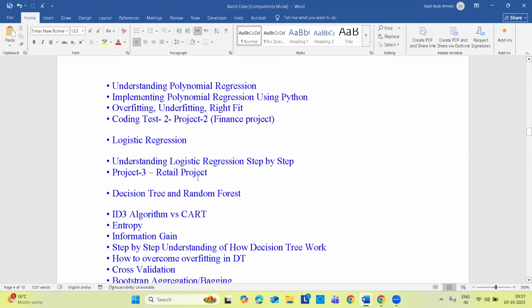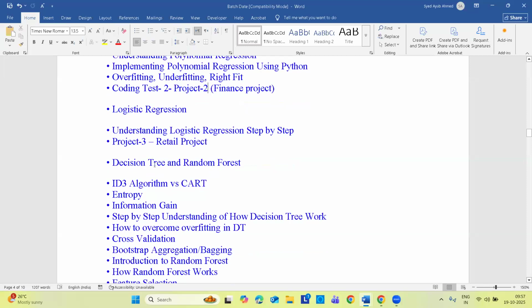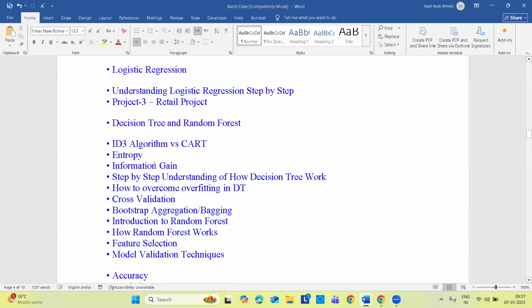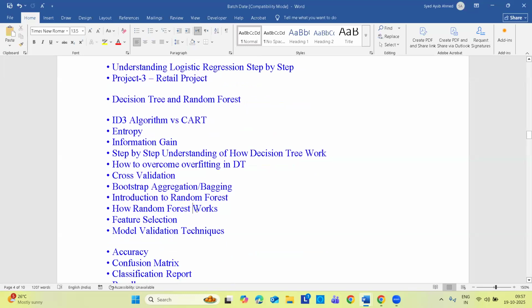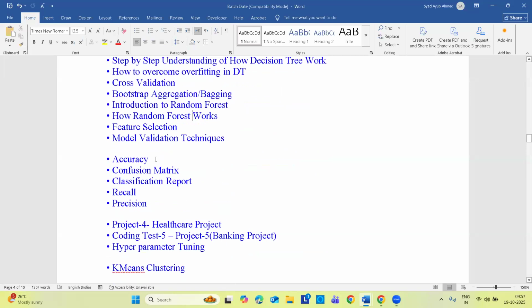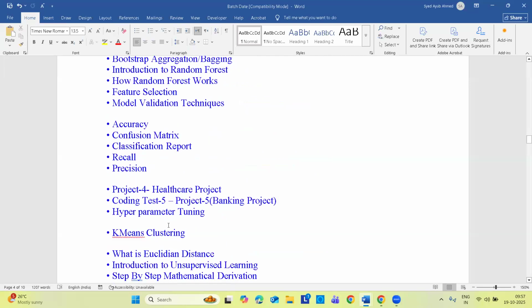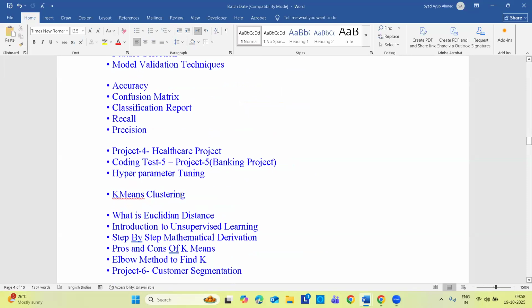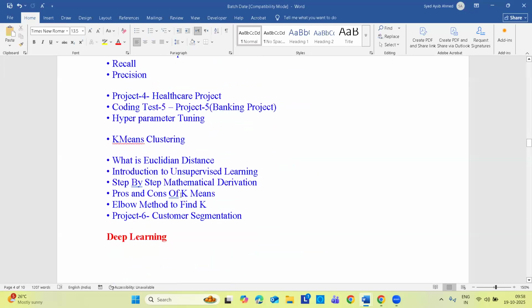Understanding the logistic regression. And then these are a few more algorithms: decision tree and random forest. And then again, the measures of how random forest works, how decision tree works. Some techniques like accuracy, confusion matrix, classification report, and then some projects as well after this. And one more algorithm is k-means clustering. So these things we'll see, and at the end we'll see the project as well.